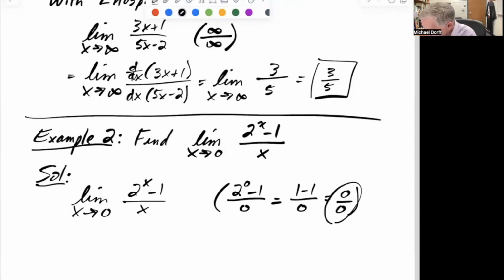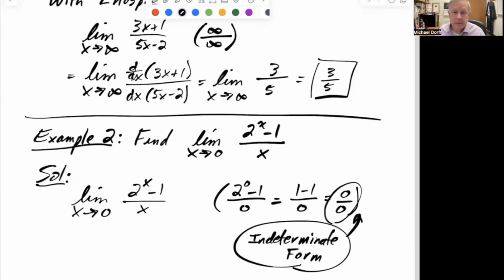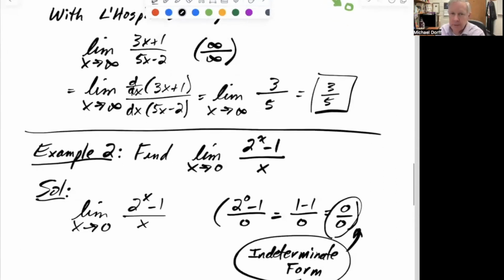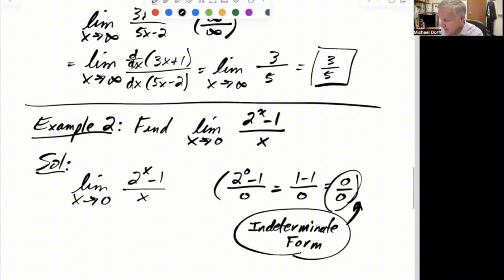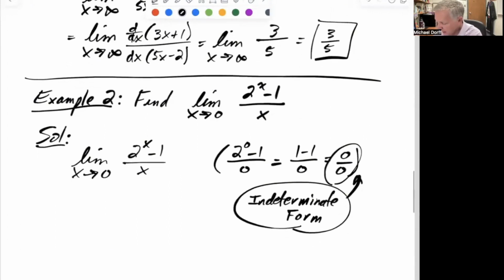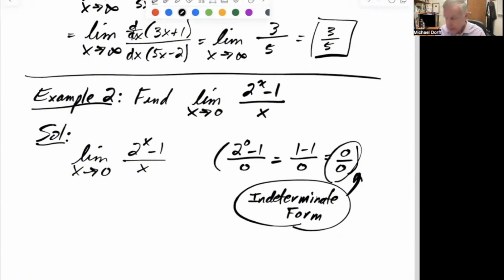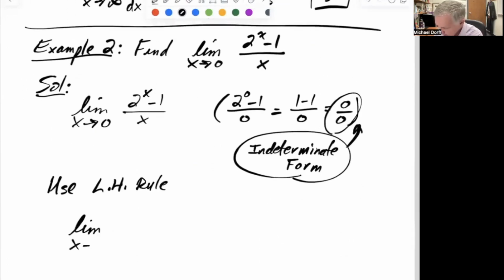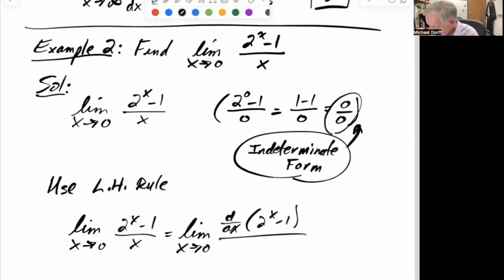which is an indeterminate form. So before today, we couldn't use what we had done in the previous chapters, where we had a degree 1 polynomial over a degree 1 polynomial and could multiply through by 1 over x. We couldn't do that for this example, so we would be stuck. But here we can now use L'Hopital's rule, which I'm going to abbreviate as LH. The limit as x goes to 0 of (2^x - 1) over x is the same thing as the limit as x goes to 0 of the derivative of the top over the derivative of the bottom.